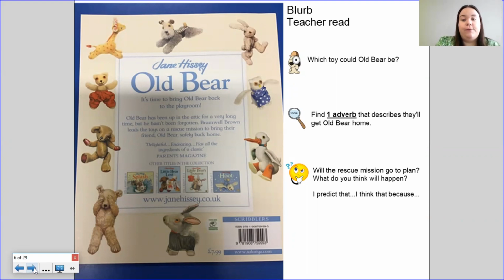Find one adverb that describes how they'll get Old Bear home. And 3, a prediction. Will the rescue mission go to plan? What do you think will happen? And you can answer this with, I predict that, I think this because.